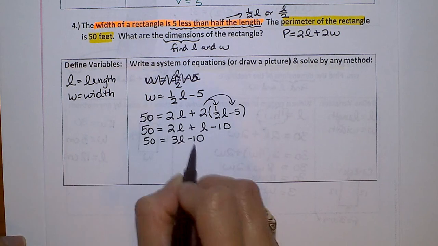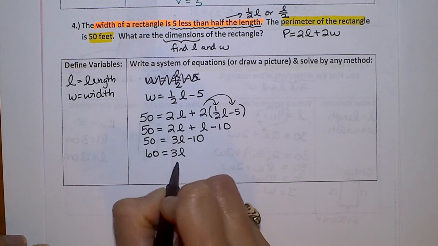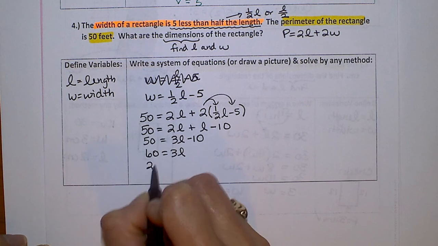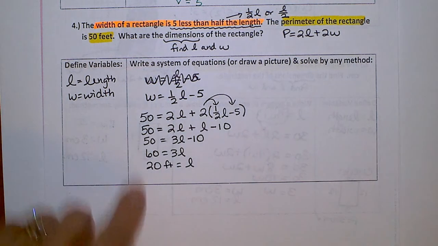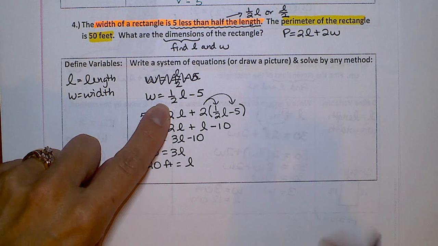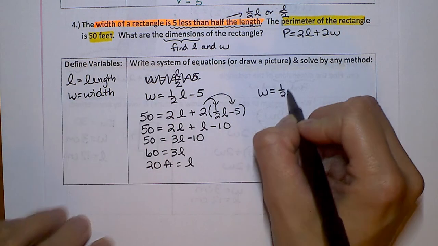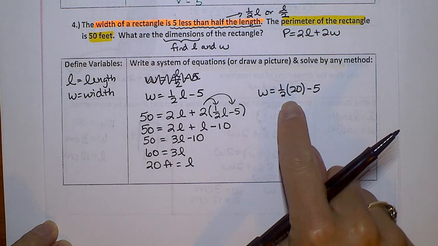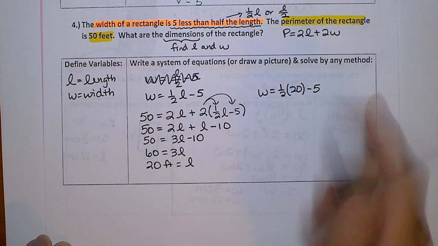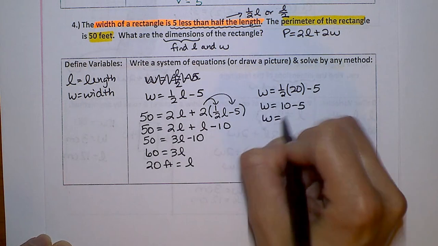I'm going to add 10 over here. I get 60 equals 3L, and I'm going to divide both sides by 3. So 20 feet equals length. Now, be careful, we need to plug that back in here. So width is half of the length and 5 less than that. So half the length minus 5. So the width is 10 minus 5. So the width is 5 feet.